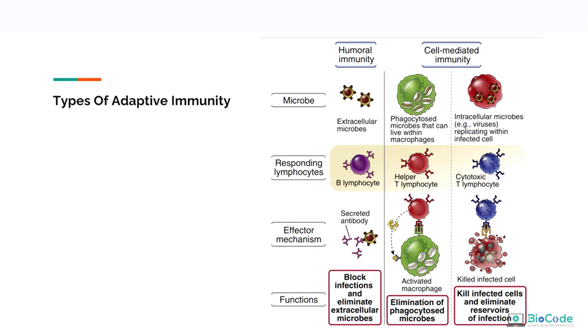The other case is the killing of infected cells, which is done by the cytotoxic T lymphocytes. Intracellular microbes, for example viruses, replicate within infected cells, which damages the host cell. These damaged cells release different chemicals which activate cytotoxic T lymphocytes, and these cytotoxic T lymphocytes kill the infected cells and eliminate the reservoir of infection from the body.